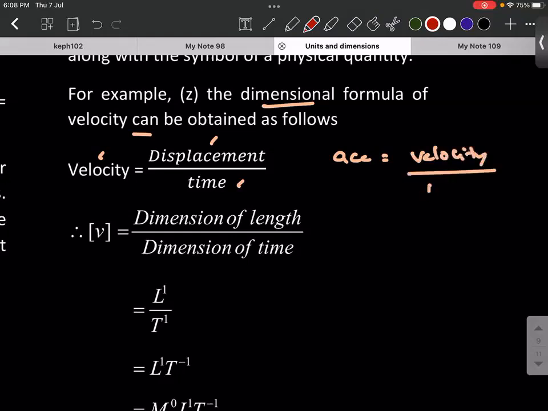Velocity by time. Okay, that is the mathematical expression. First, what I will do, then what I will do, dimensional formula. So I'll put a square bracket and the symbol within it. How is velocity dependent? What are the physical quantities on which velocity is dependent? It depends on length to the power 1 and it depends on time to the power of minus 1. Acceleration is velocity divided by time, and is dependent on time once more. So what can I write this as? L T minus 2. So this is the dimensional formula of acceleration.